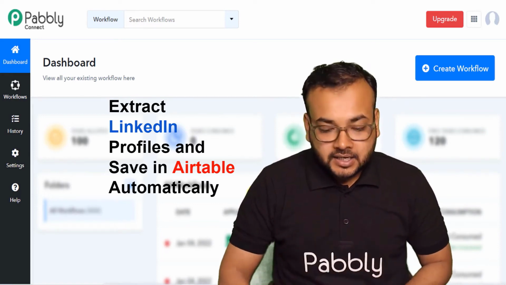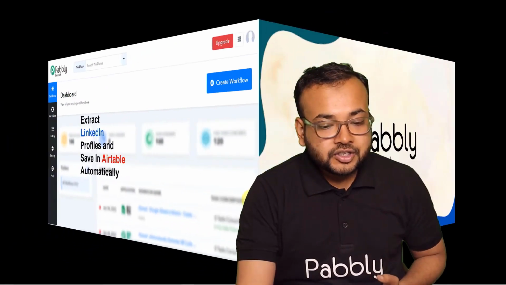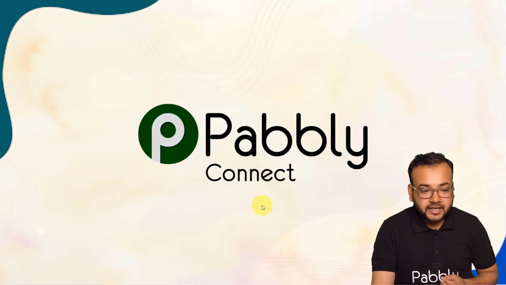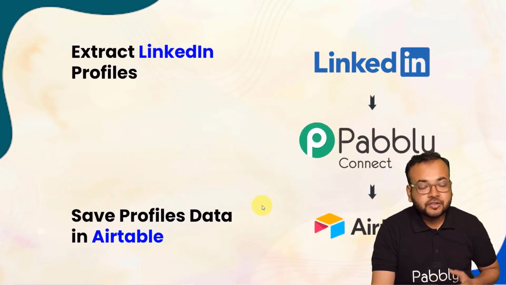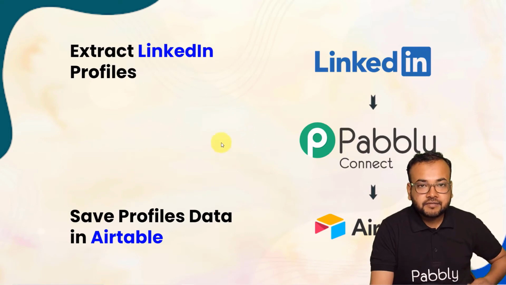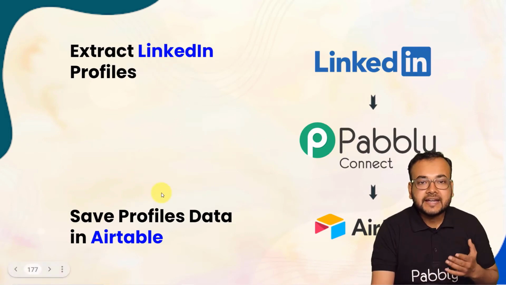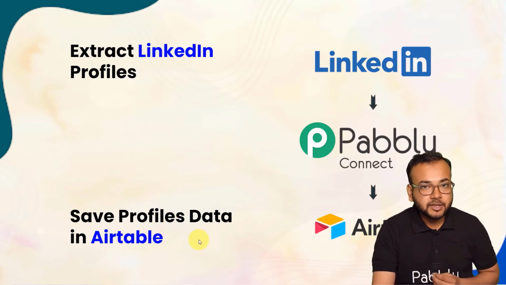So let us begin. To set up this automation, I'm using an automation and integration tool called Pabbly Connect, and the flow of this automation will look something like this. First, it will extract the profiles from LinkedIn. After that, it will automatically save the profile data in a base you have in Airtable. So let's start setting up this automation.